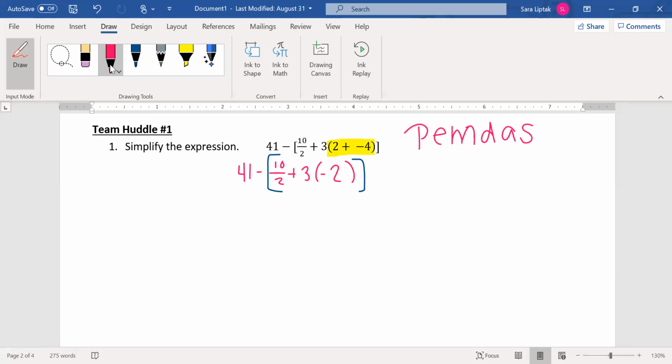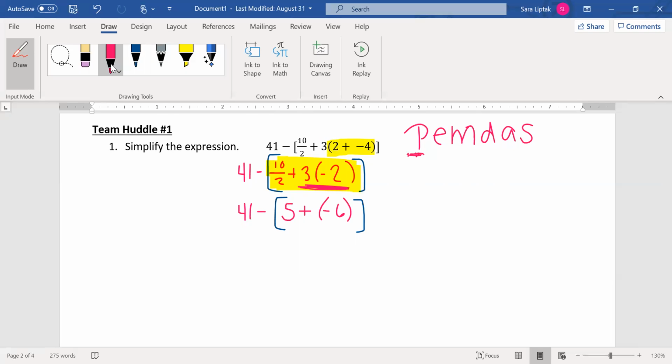Now I still have parentheses, so I'm still on this P step of PEMDAS. So now I can do this entire set of brackets because they act exactly like parentheses would. So I'm going to, again, bring down everything else I'm not using so far, 41 and the minus sign, and I will write my bracket, and we can evaluate this. 10 divided by 2 is 5, plus, what is a 3 multiplied by a -2? Well, that is going to give us a -6.